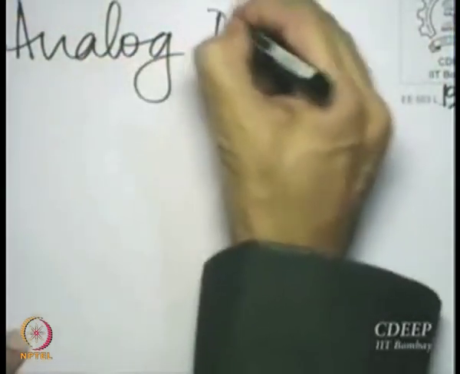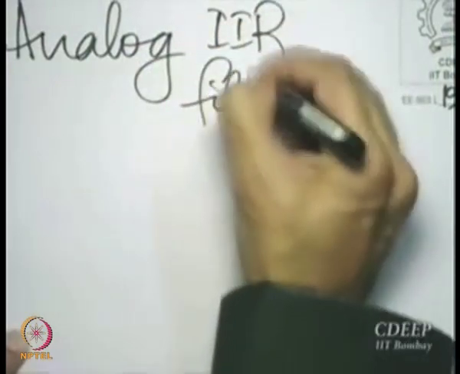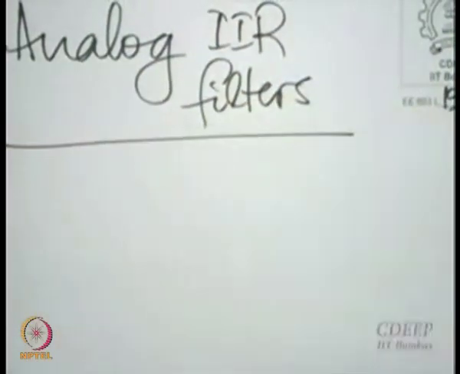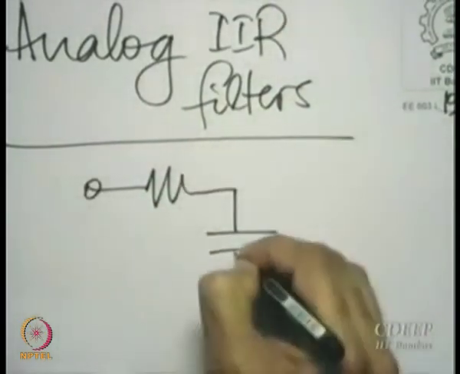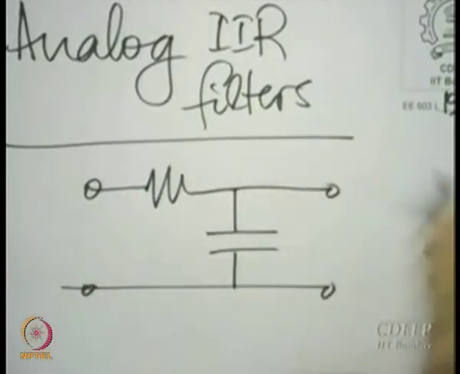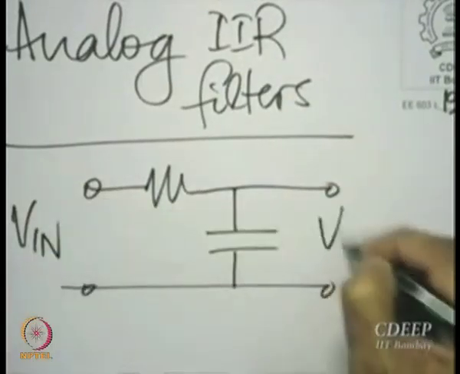Now, what we are going to do is to take an approach to IIR filter design where we take full advantage of the IIR system function in the analog domain. What kind of a system function do we have for IIR filters in the analog domain? Let's take an example. Let's take the very simple example of a resistance and a capacitance placed in series. And you have the input applied here and the output voltage taken here.